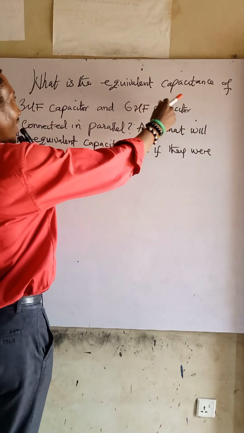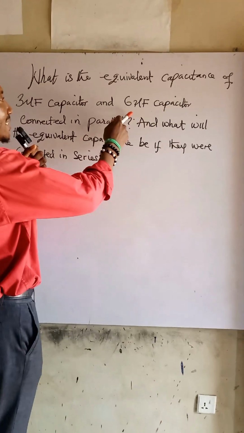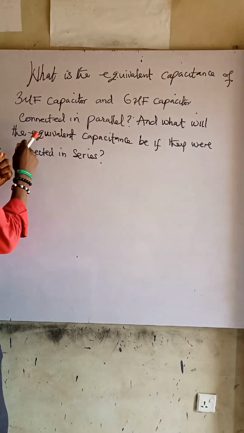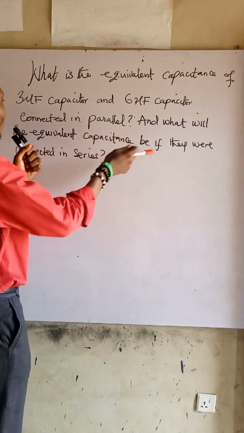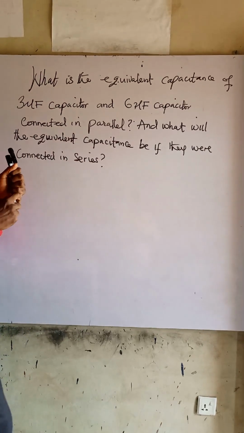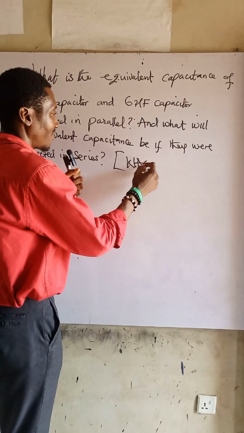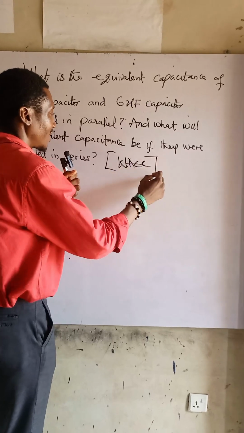What is the equivalent capacitance of a 3 microfarad capacitor and a 6 microfarad capacitor connected in parallel? And what will the equivalent capacitance be if they were connected in series? Okay, so this is a WAEC question.